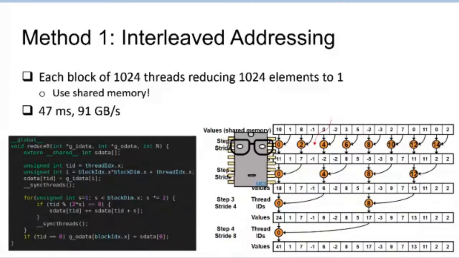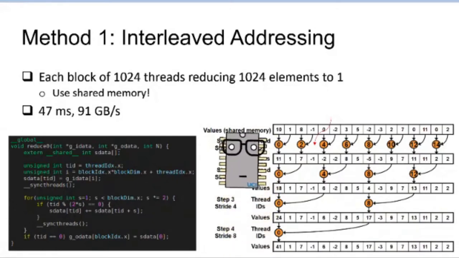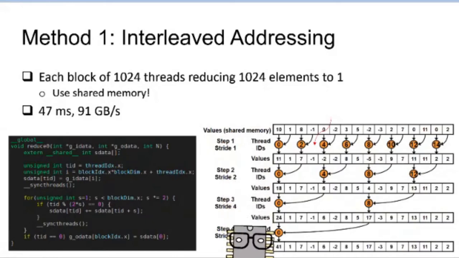But depending on which thread I am, I can look at a value that is stride elements away: stride of 1, stride of 2, stride of 4, stride of 8, to iteratively reduce the values. If I am thread zero within the block, at the end of this for loop, which will probably be 10 loops because we're reducing 1,024 elements to one, I will have iteratively reduced everything down to a single value. And at the end, if I am thread ID zero, I will write the value to the output global memory so that this can be used as input to the next iteration of the kernel.